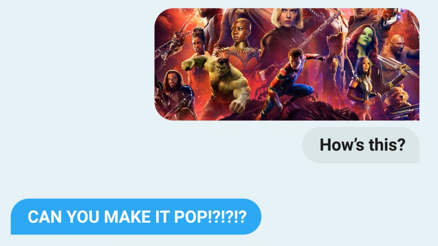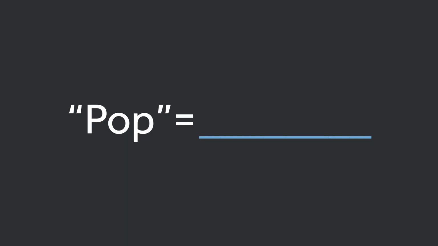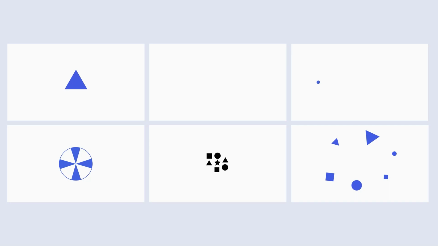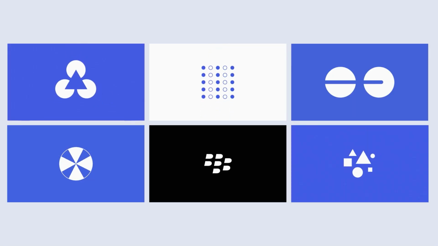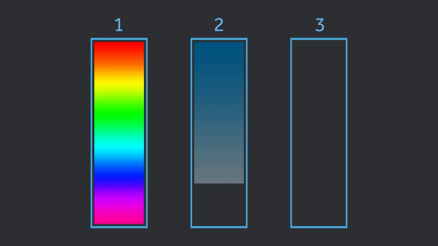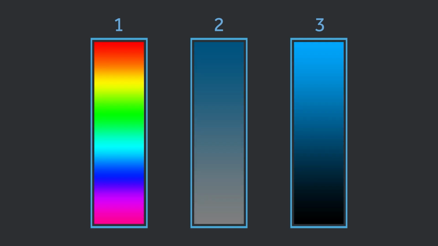Can you make it pop? What does this even mean? Well, pop essentially just means contrast, but not this contrast. Contrast or juxtaposition are umbrella terms in design which encompass everything, not just color. Colors have three values: hue, saturation, and lightness, which means there's three ways to create contrast using these.